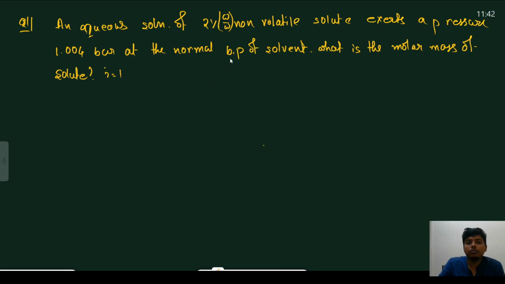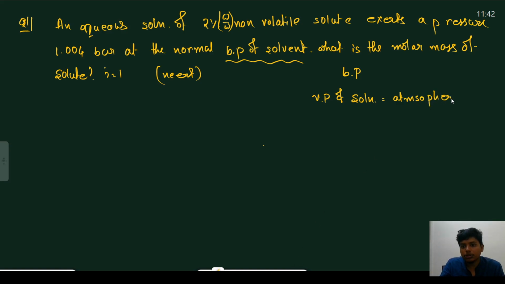First of all, you need to understand what the boiling point of a solvent is. Remember, this is an NCERT question. What is boiling point? Boiling point means when the vapor pressure of the solution becomes equal to the atmospheric pressure, right? That temperature is called the boiling point.